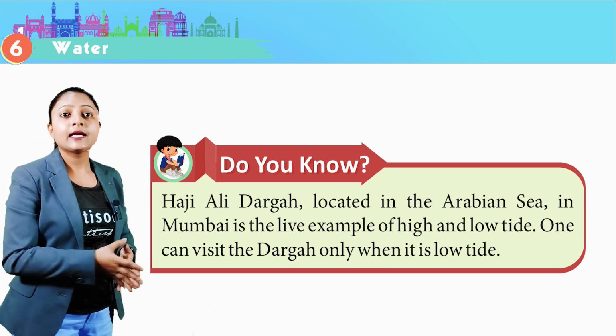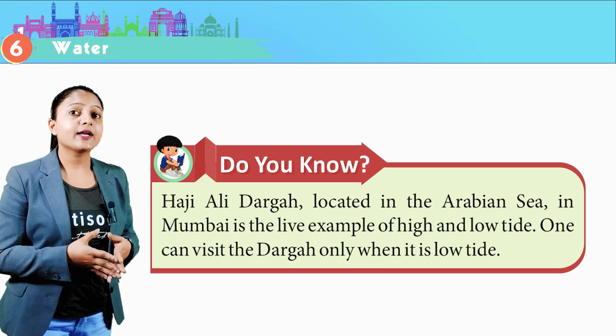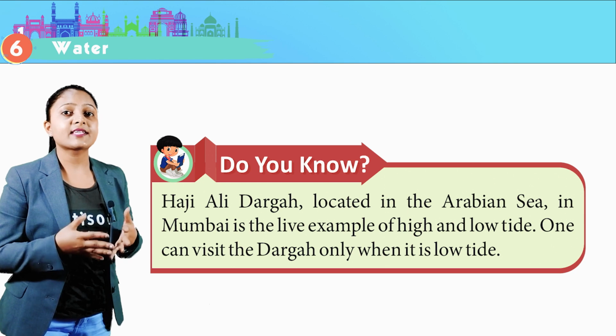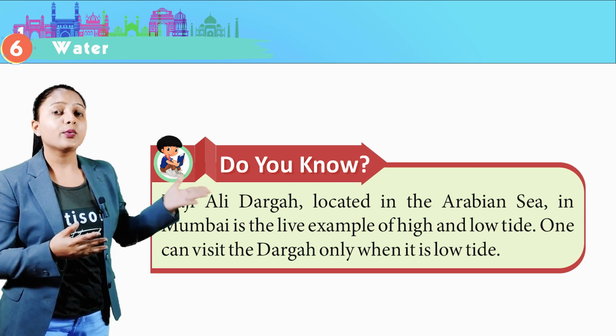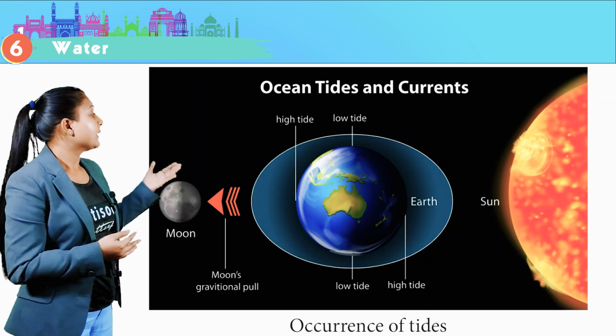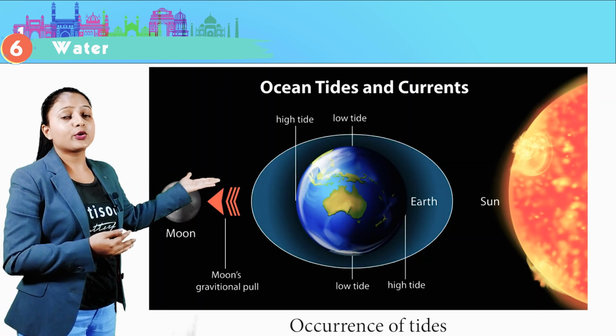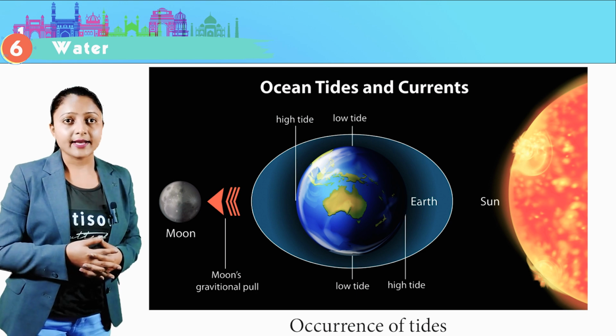Do you know? Haji Ali Dargah, located in the Arabian Sea in Mumbai, is a live example of high and low tide. One can visit the Dargah only when it is low tide. This image is trying to explain to you the occurrence of tides.